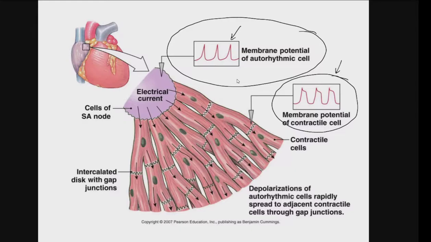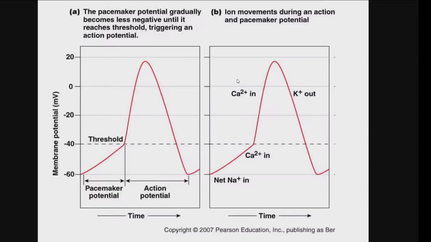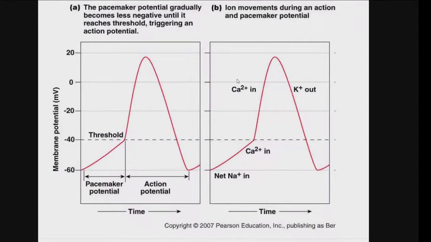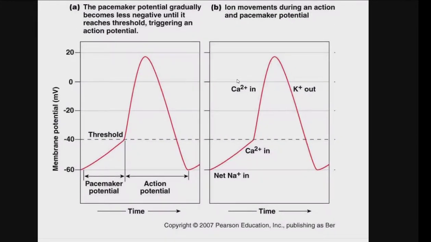Then we're going to go ahead and map it out ourselves and go through the events that contribute to that tracing. And then finally, we'll take a look at factors that can modulate how often the action potential happens. So here's the tracing. I don't want you to write anything out yet.